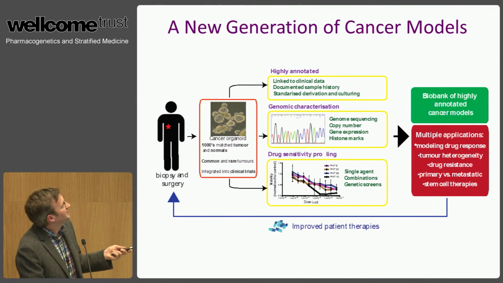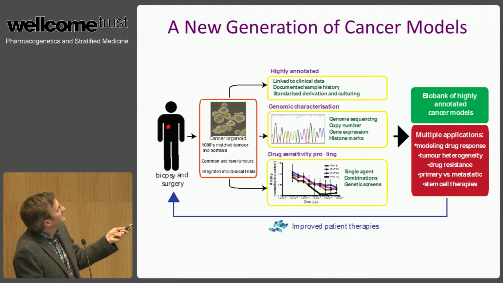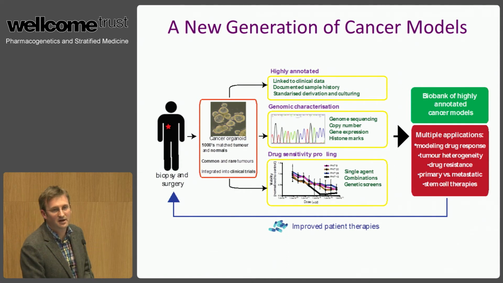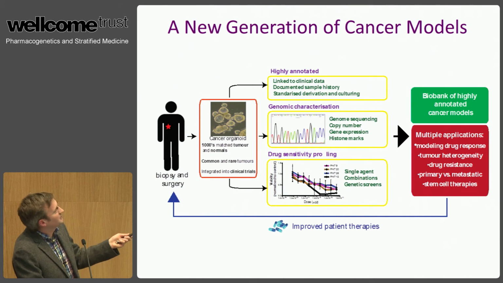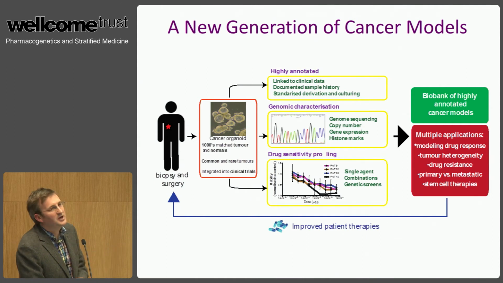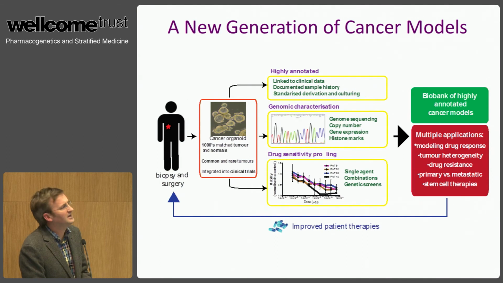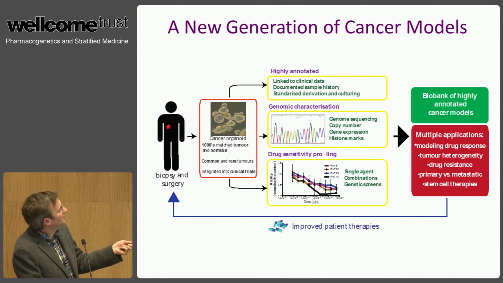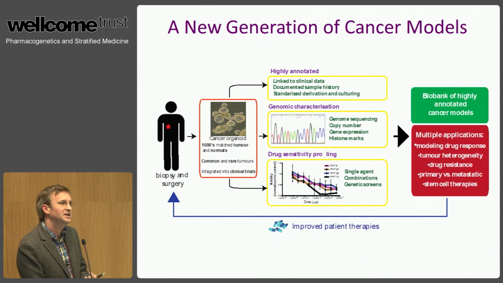We would suggest that these should be highly annotated, so they would be linked to clinical data, have a documented sample history, and be derived in a very standardized way, subjected to in-depth genetic characterization and drug profiling, and to build a biobank of these. And we think these will have a very transformative effect. They'll have multiple applications, for example, modeling drug response, exploring tumor heterogeneity, modeling drug resistance, comparing primary versus metastatic disease, looking at therapies that target stem cells, and so forth. This technology is really opening up a whole world of opportunities to ultimately improve patient therapies.